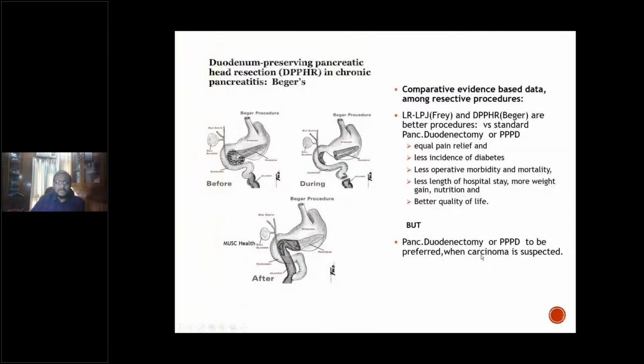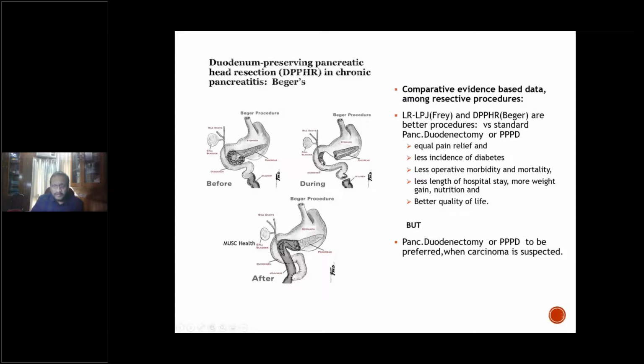This is the duodenum preserving pancreatic head resection in chronic pancreatitis, Berger's procedure, just to show you how it is done. Basically, that will give you a better impression of what is being done. So what you have done is you left the rim of pancreas. Now remember, I told you if you remove the whole head of pancreas, because the blood supply to the pancreas and duodenum is common, what's going to happen out here? You'll have to remove the duodenum.